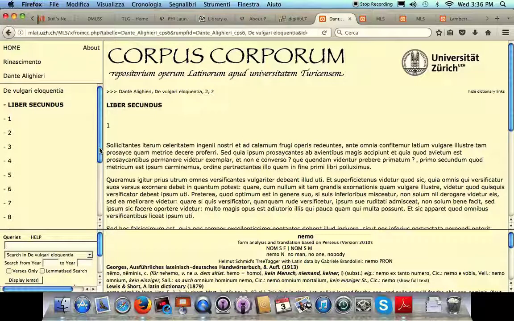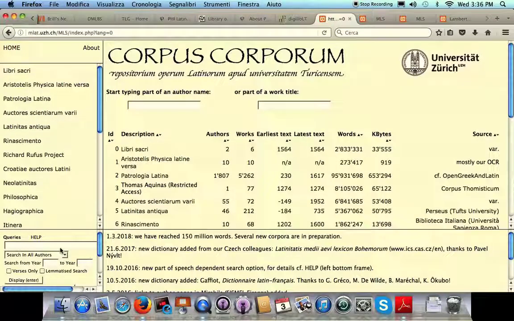For the more complicated queries, you best have a look at the help. Help is here, it's a bit hidden, and it's clickable. You get a list of the kind of searches and the syntax you have to use to do searches. I'll show you some examples. You can read this when and if you use the tool yourself.